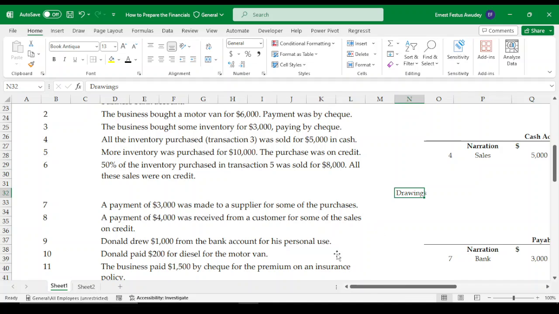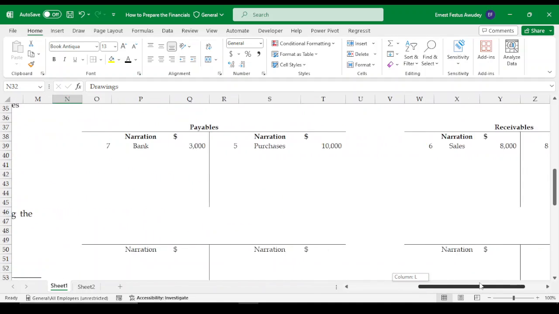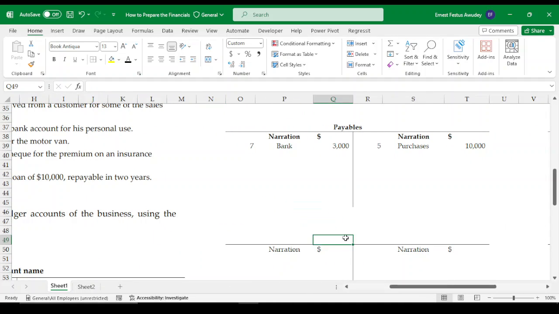So we have drawings of cash and drawings of inventory or goods. It can come in two ways. In this particular example, they are saying that the drawing was made from the bank. Therefore, this is drawings of cash or check for personal use. So we are going to open a new account called drawings, and then the corresponding account is going to be our bank account, as it is already clear from the transaction. So I'll come here and write drawings.